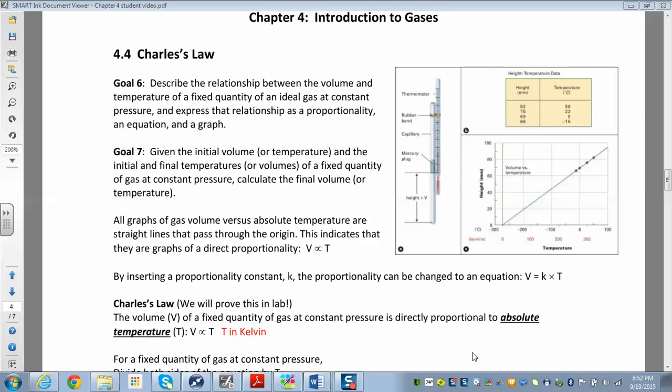So now we'll look at Charles' law, which shows the relationship between volume and temperature. And we're going to do a lab that basically proves Charles' law. That's the whole point of the lab. We'll look at how the volume changes at different temperatures.